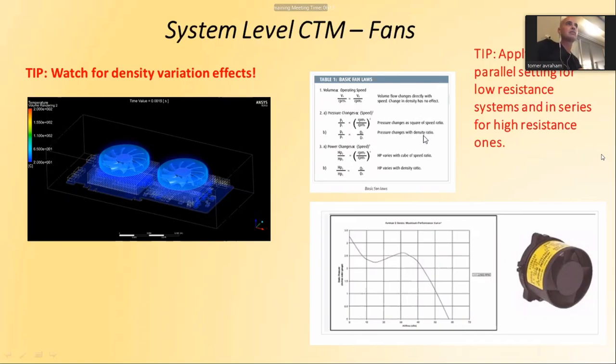Altitude effects go according to the actual density divided by sea level density. Sea level density is the average conditions you get here. Okay? So you need to take this into account. Watch for density variation effects. But if you don't know which fan belongs to your configuration, then you need to consult someone. Don't try on your own.